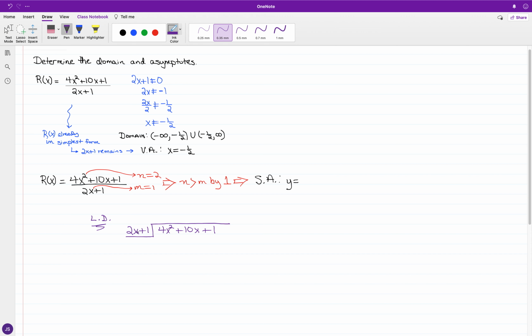So looking at the leadoff, 2x will go into 4x squared 2x times. So if I distribute, we have 2x times 2x, which becomes 4x squared. And then, distributing 2x over 1, we have 2x times 1 is 2x.